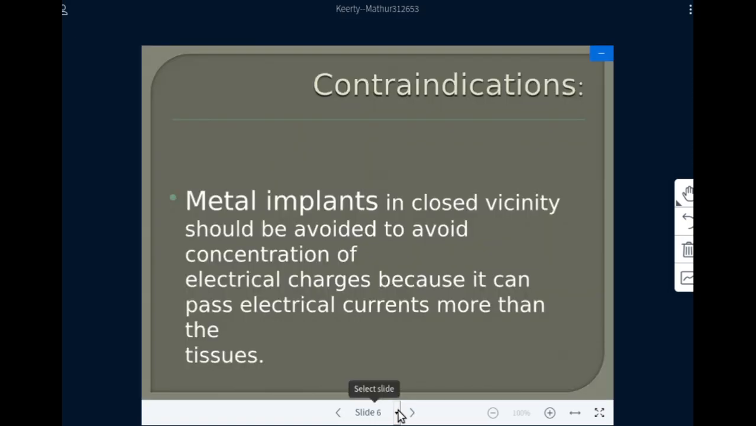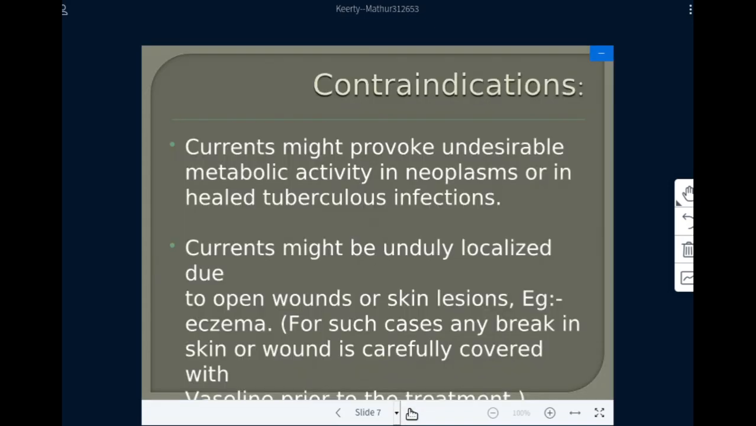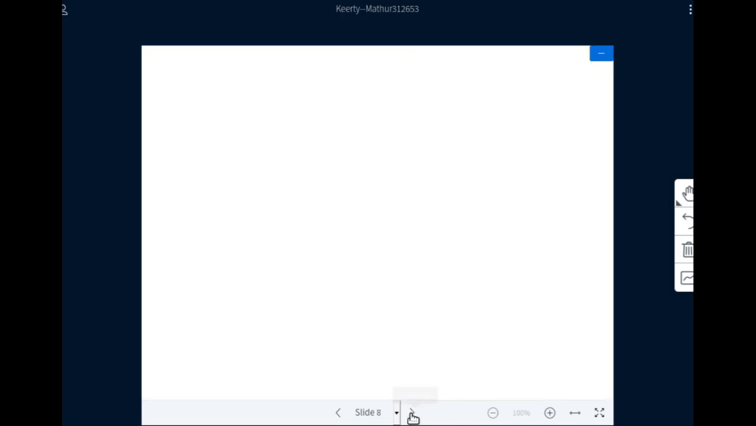Then coming on to the contraindications. Contraindications are mostly the same in all other current modalities, like a metal implant in close vicinity, which should be avoided to avoid the concentration of electrical charges, because metal can conduct electrical current more than the tissues. Then current might provoke undesirable metabolic activity in neoplasms or in healed tuberculosis infections. Currents might be unduly localized due to open wounds or skin lesions like skin conditions, eczema.